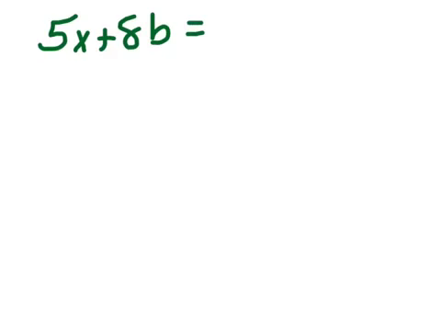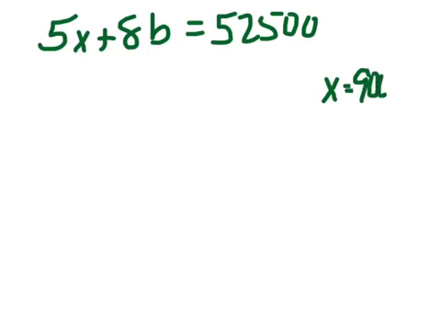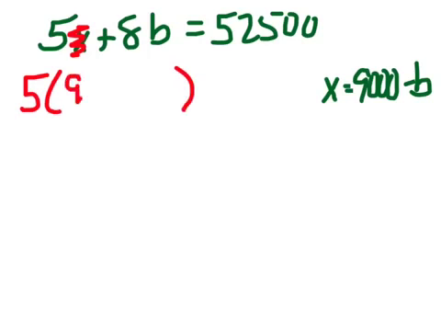All right, so my equation was 5X plus 8B is 52,500, and I just solved for X, and X was 9,000 minus B. So if I take the X out, and in its place, I'm going to put in that 9,000 minus B. Because they're equal, I can use them to substitute in.